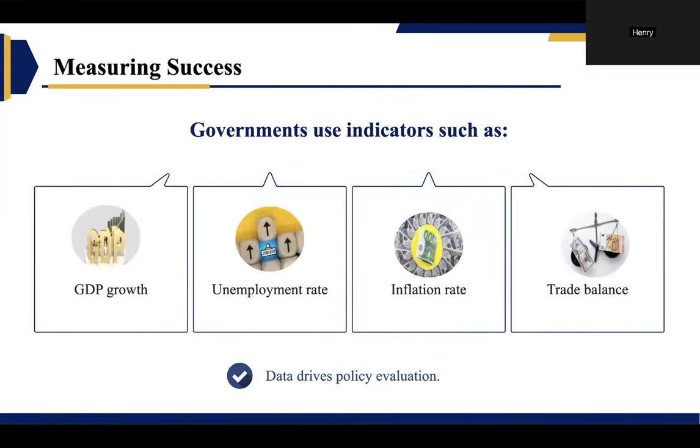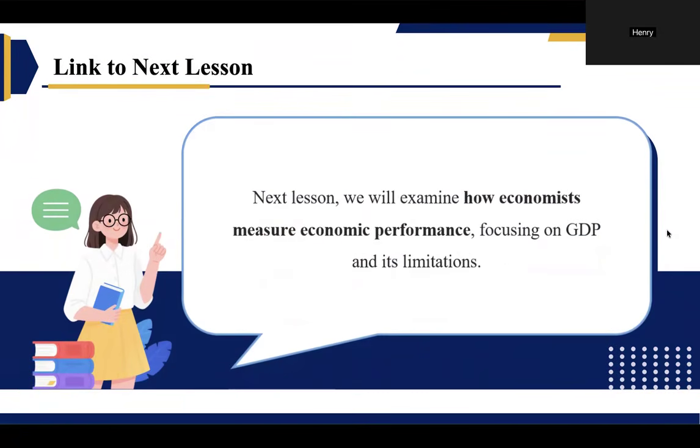So, how do governments know if they're achieving these goals? They rely on key economic indicators such as GDP growth, unemployment rate, inflation rate, and trade balance. These statistics help policymakers evaluate the performance of the economy. In other words, data drives economic decision making. In the next lesson, we'll take a closer look at one of these indicators, GDP. We'll explore how it is measured and, more importantly, its limitations. Because as we'll see, GDP does not always tell the full story of economic well-being.